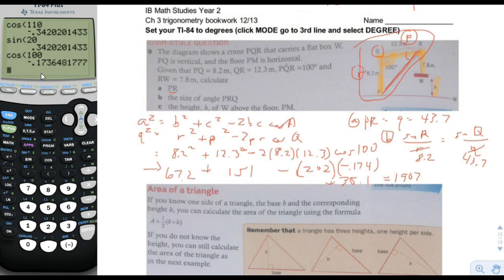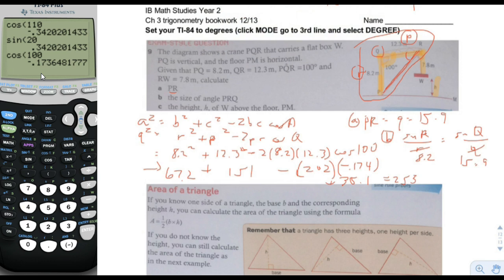Okay, so it's 67.2 plus 151 plus 35.1, 253 here, square root, 15.9. Okay, that's better. I didn't go back and check to see if it made sense. So this is going to be 15.9.